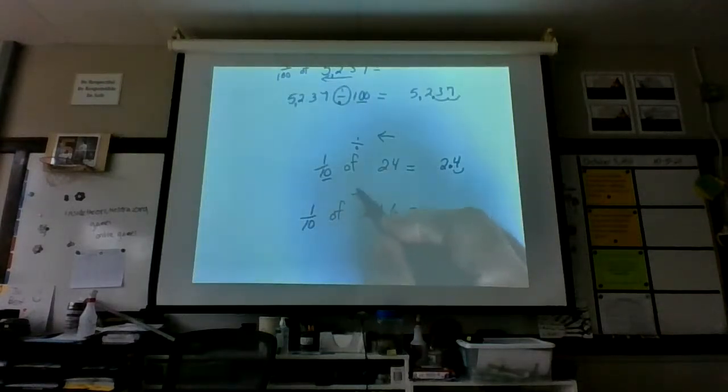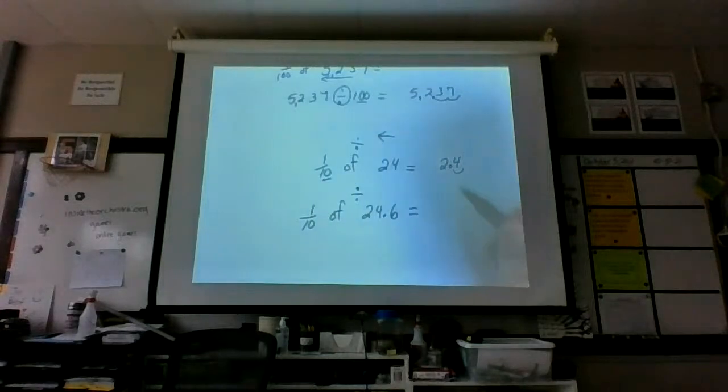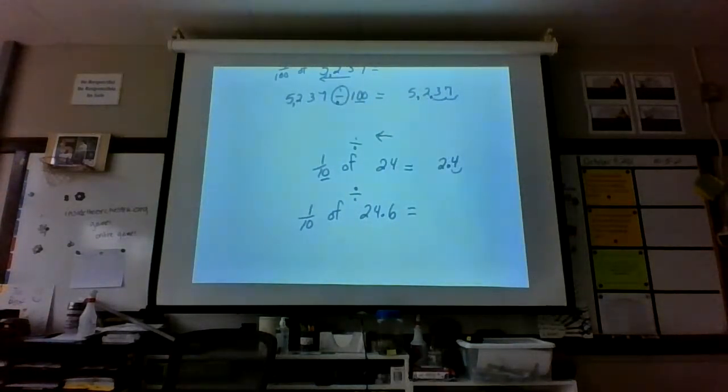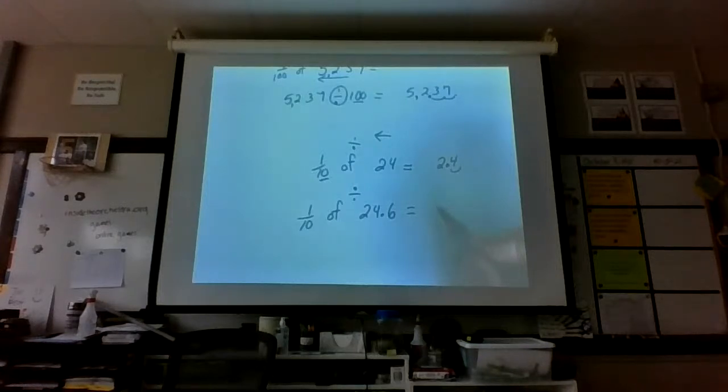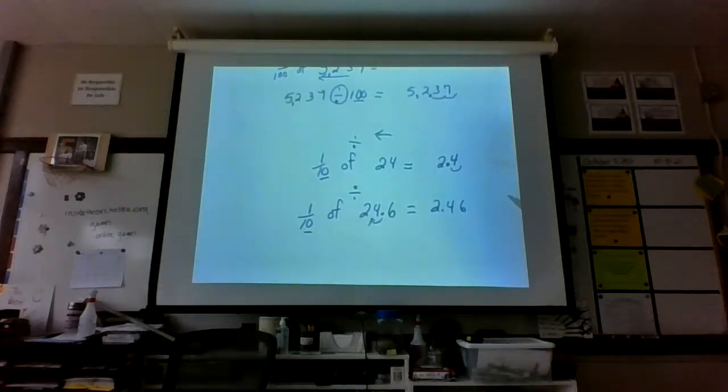All right, 1/10 of 24.6. 1/10 of means divide. So the decimal point's going to move to the left. What's my answer, Seth? 2.4 tenths. Think about this. Where does the decimal point go? So now the decimal point's going to be between the 4 and the 2 because it's going to move to the left one spot because we're dividing by 10. So your answer is 2 and 46/100. Okay, everybody with me on that?